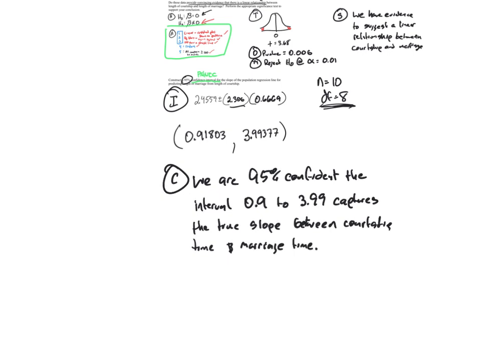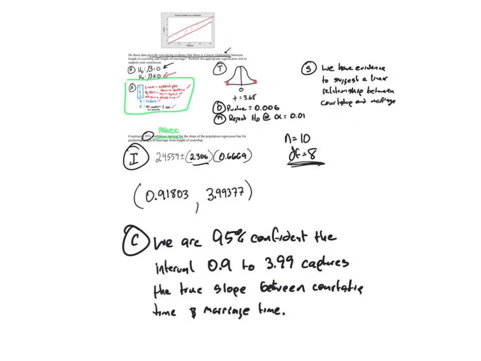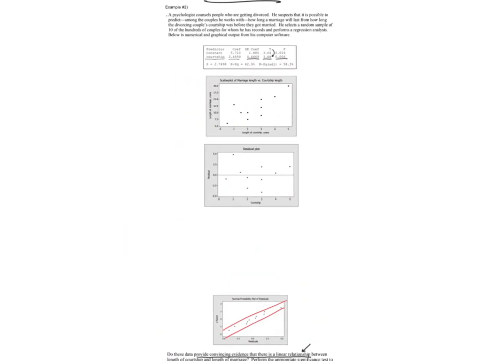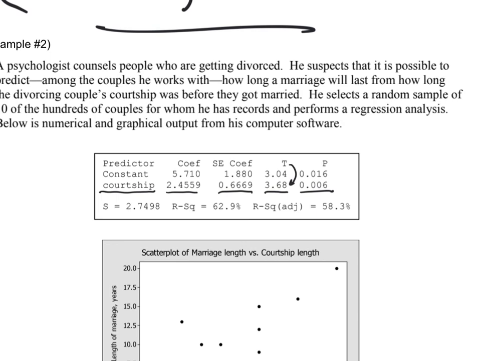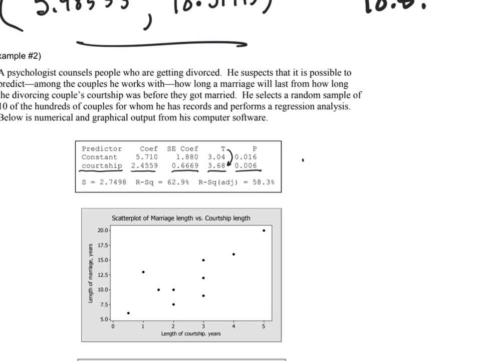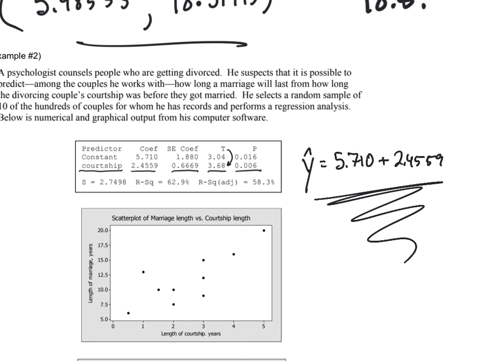There it is. Panic on top of a phantoms. Know how to read these graphs they give you. Know how to get this computer output, right? Also, know how to get the least squares regression line. Y equals 5.710 plus 2.4559 X, if needed, right? All right. That is doing the problems with you.